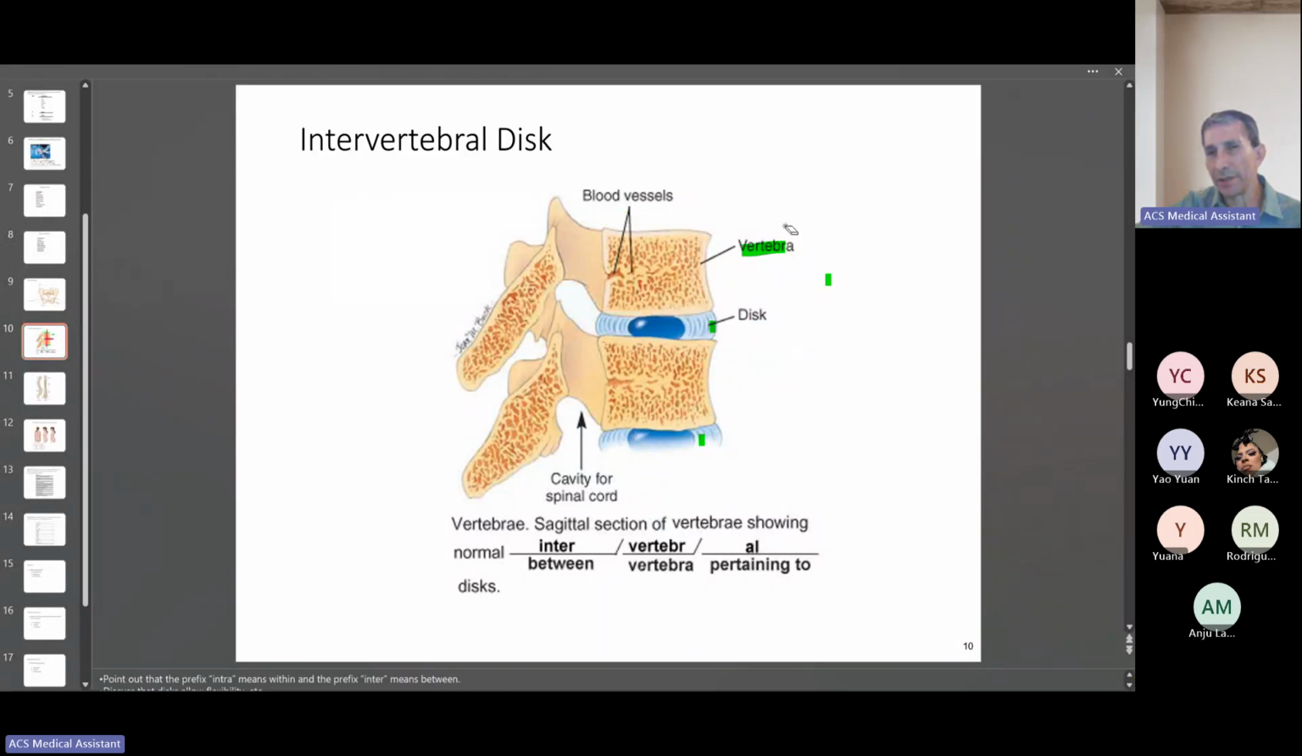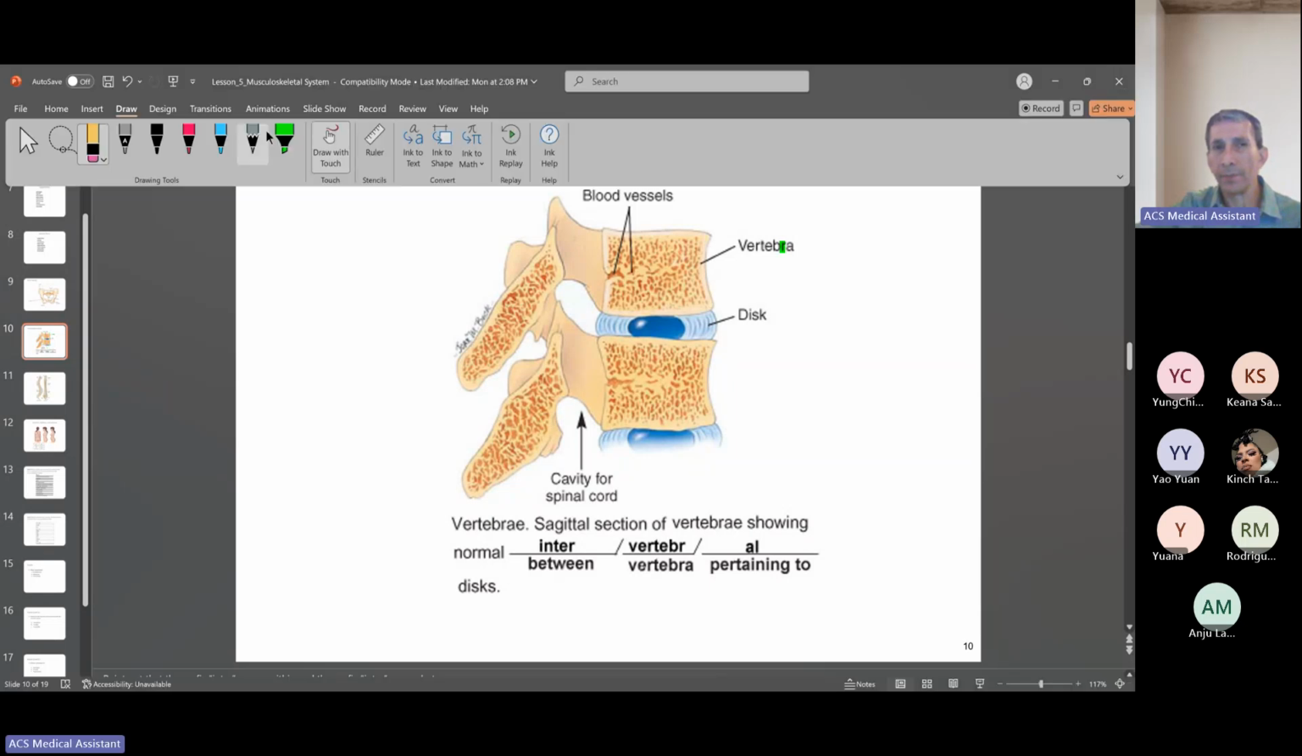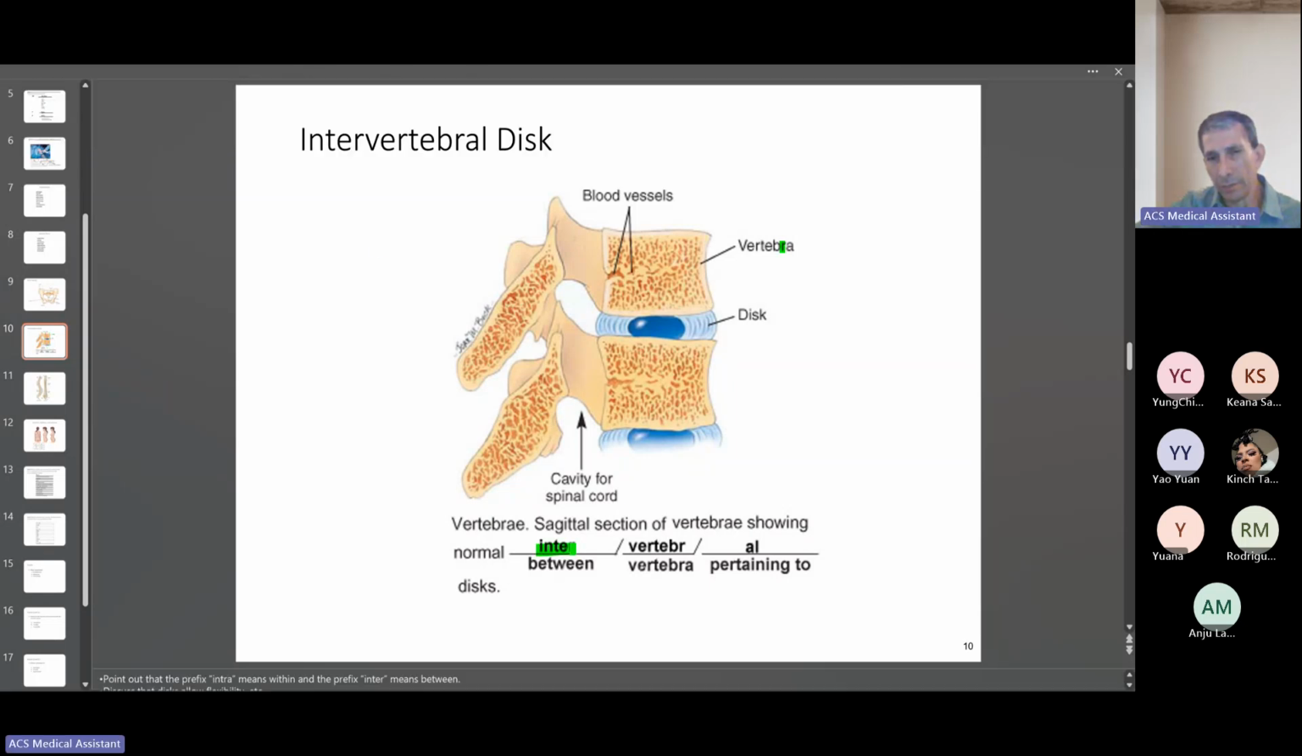So these are the vertebrae. Every single vertebrae is separated by cartilage. Remember, inter means in between. Inter, in between. Vertebra, vertebra. AL, pertaining to. Pertaining to in between the vertebrae. These are the vertebrae, something that is in between. That's what it's talking about.